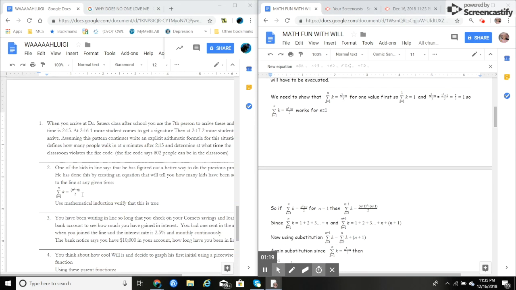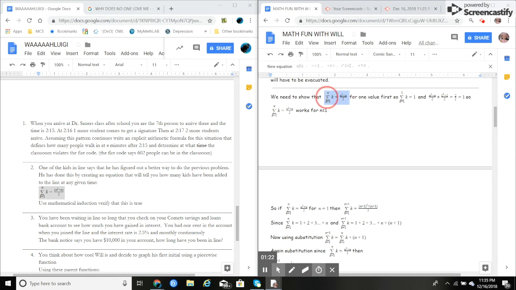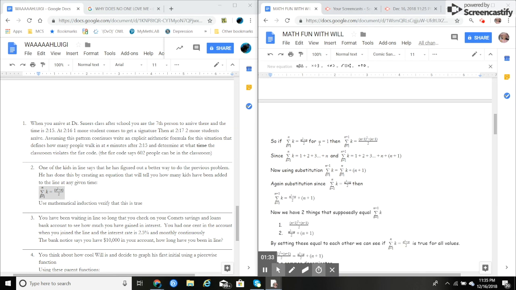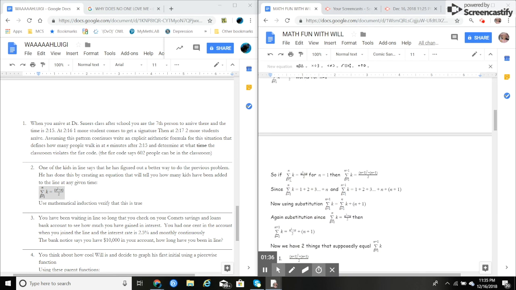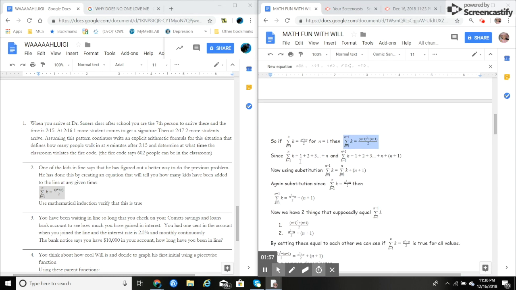So someone in line says that this identity says how many kids. It's like a shortcut for how many kids will join at n minutes. So that's represented by this summation. So we figure out that it works for n equals 1, and that if this is true for n, then we can set up something for the summation of k to the n plus 1 term. So we just substitute n plus 1 in for all the n's in this, which would give us the summation, if this is true, of the next term.